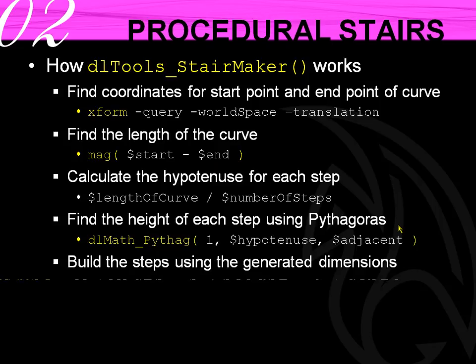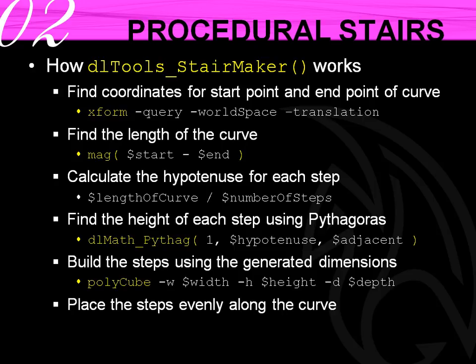And then finally, we build the step. So in this example, we're going to use a polycube command with the width, height, and depth that we generated by figuring out all of their dimensions before. And then finally, using the barycentric coordinates, we're going to evenly place steps along that curve. So again, we're going to use dlmath_bary2d, and we're going to take the percent of the progression along the step, and then the start point and the end point to figure out points along that curve that we want to place the steps.